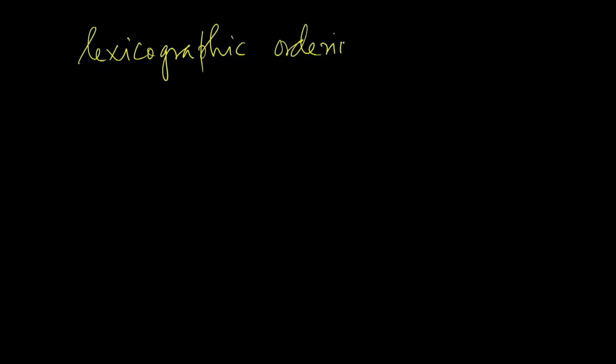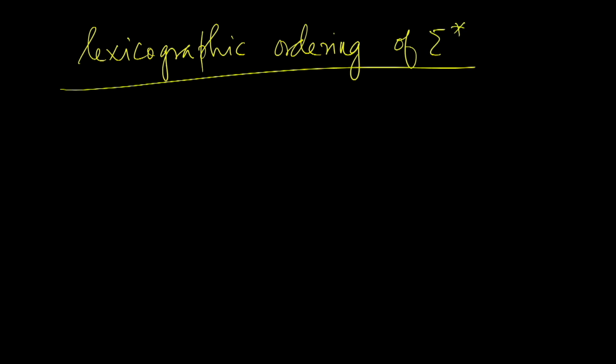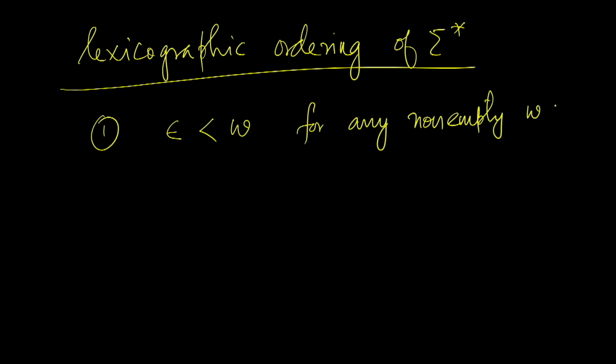Sigma star could be lexicographically ordered, which means in dictionary order. You would prefer to order them in this way. We will say that the null string epsilon is less than w for any non-empty w. Any non-empty string w from sigma star will have this property. It will come after the null string.